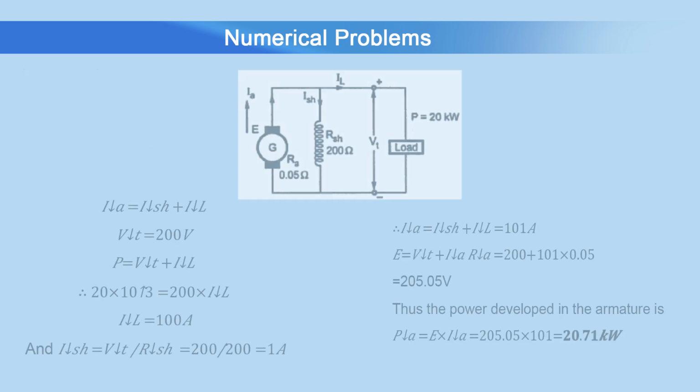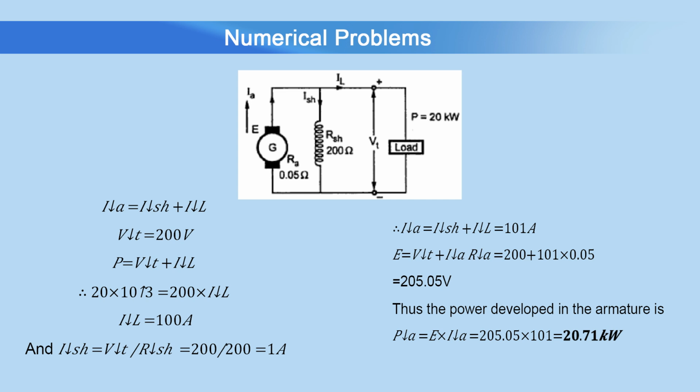Okay. So first we have to visualize the arrangement of a DC shunt generator. In the DC shunt generator, there is an armature, there is a field, and there is a shunt field winding, and there is a load. All three are connected in parallel. So in the case of DC shunt generator, the armature current is equal to the shunt field current and load current. That means IA is equal to ISH plus IL. And the terminal voltage is 200 volt. So all three elements are connected in parallel.